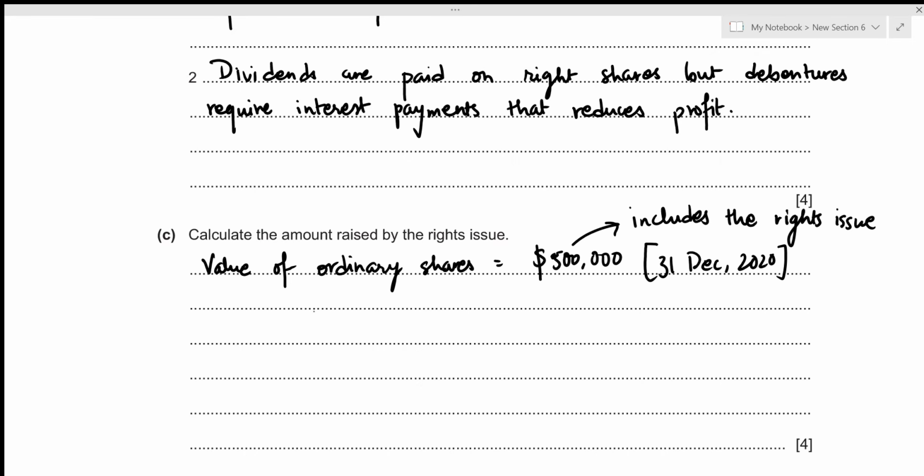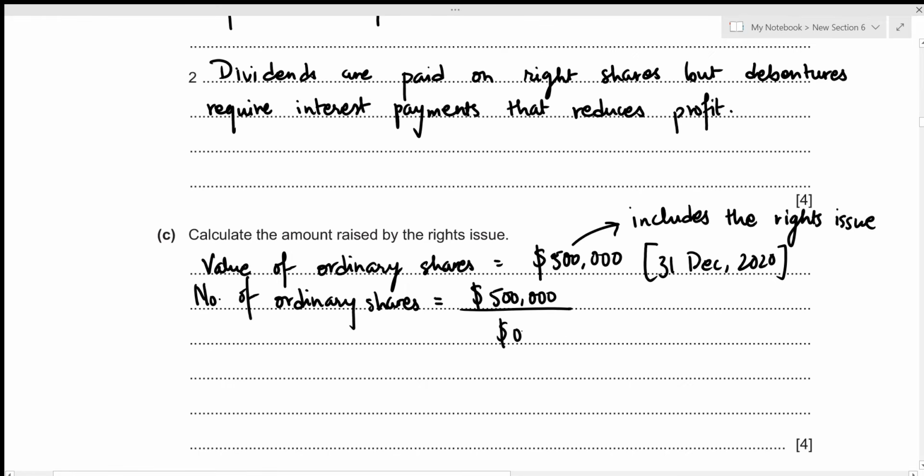Now we need to calculate the number of ordinary shares. In order to do so, we just divide the total value of the ordinary shares by the nominal rate. So the total value is 500,000 and the nominal rate is 0.25. So this gives us the number of ordinary shares to be 2 million.